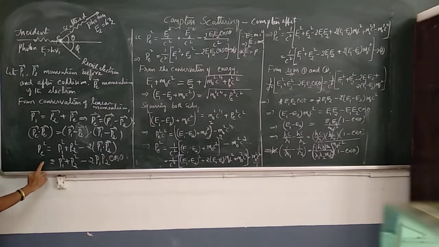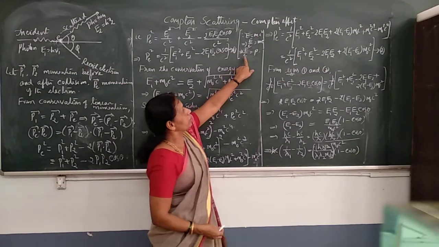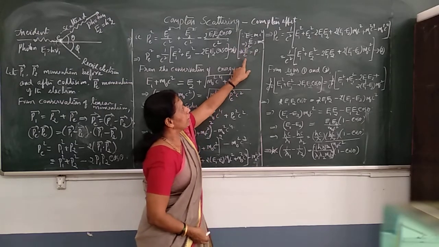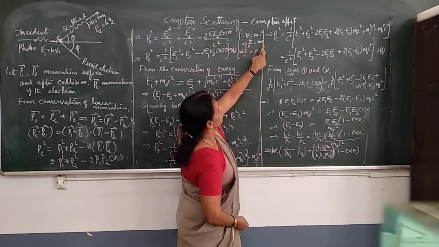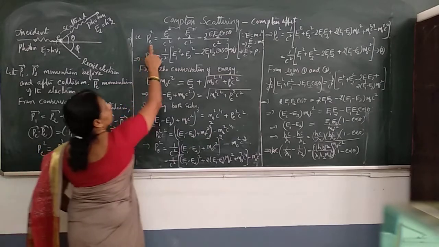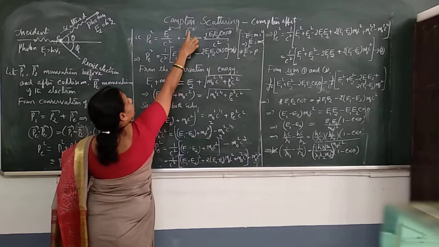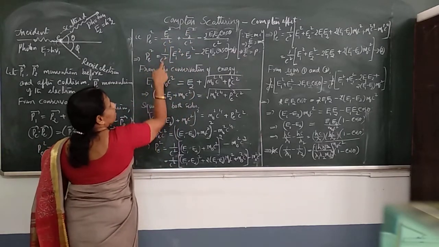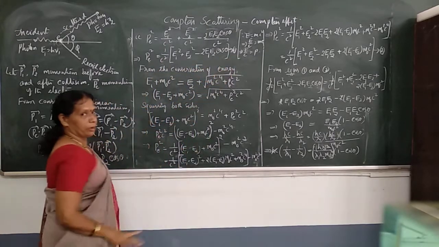But energy and momentum are connected to each other by the relation E equal to PC, or P equal to E by C. This we get from the expression E equal to mc square, or E by C is mc, hence P is equal to E by C. Substituting that here, taking P1 as E1 by C and P2 as E2 by C, and simplifying with 1 by C square common, we get this expression. Let this be equation number 1.